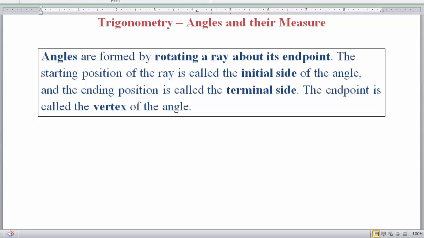We begin our study of trigonometry with a little introduction to angles and their measures. All right. So, first thing is just what is an angle?